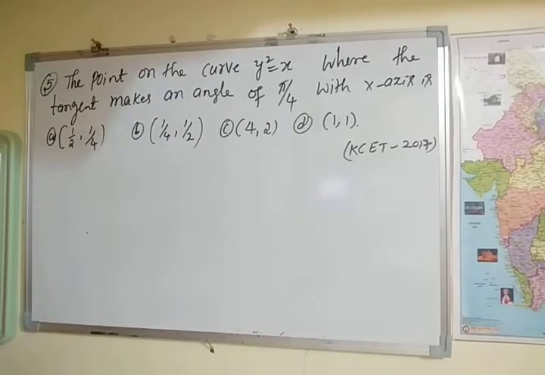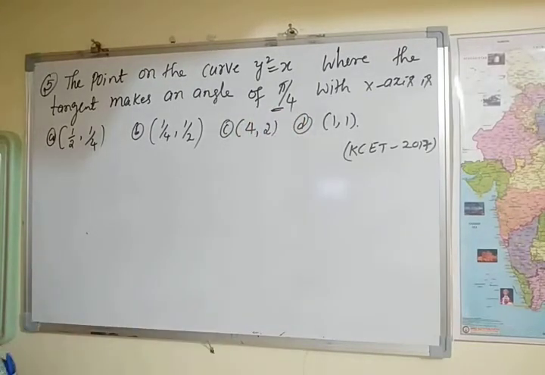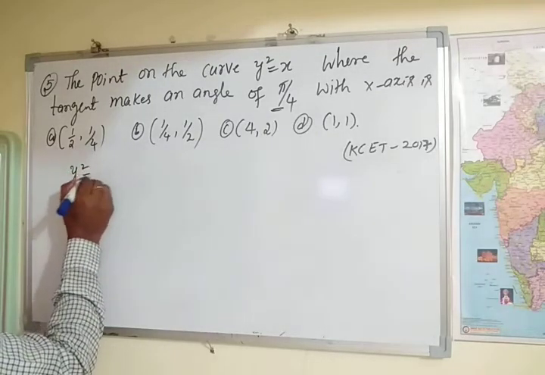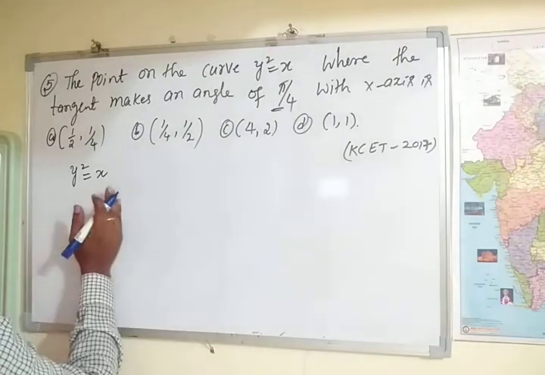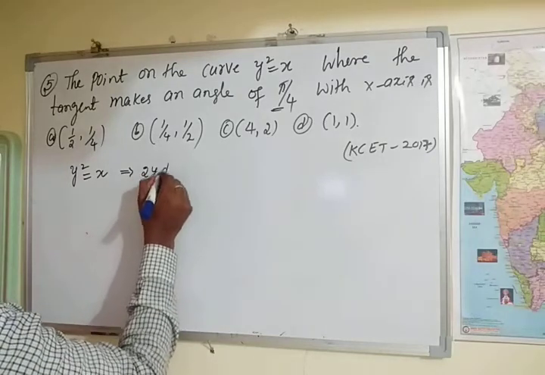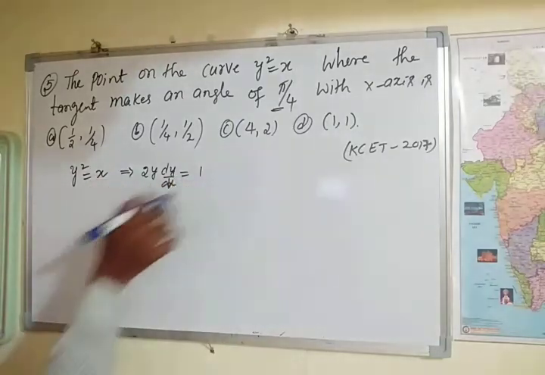So here we have the point on the curve y square is equal to x, where the tangent makes an angle pi by 4, that means 45 degrees, with the x axis. Here we have options. Now we have the curve y square is equal to x. We have to find the tangent, which means differentiate to get dy by dx. Differentiate with respect to x on both sides. This implies 2y into dy by dx is equal to the derivative of x, which is 1.